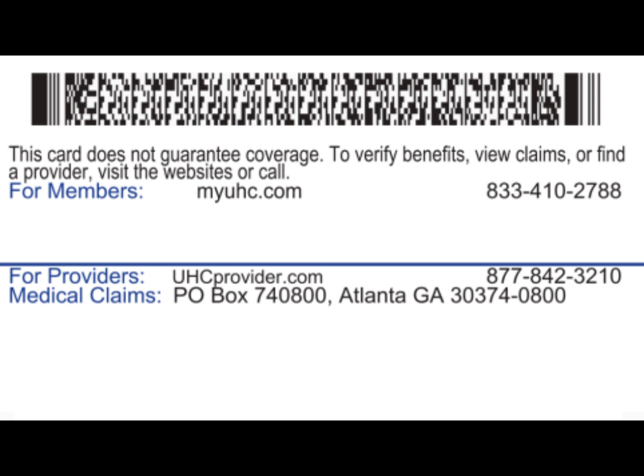What is not on this particular card that normally I do see on most cards is also the pharmacy benefit information and contact information, as well as who to contact if you have behavioral health issues or mental health issues. A lot of insurance companies will put that number down as well.